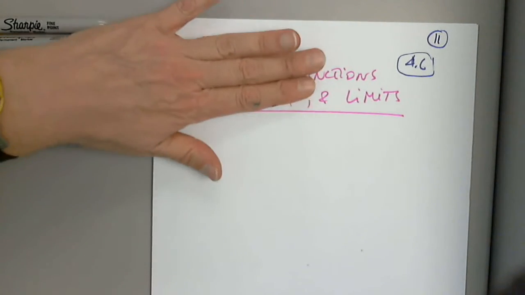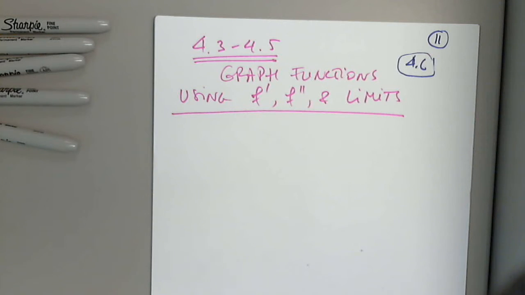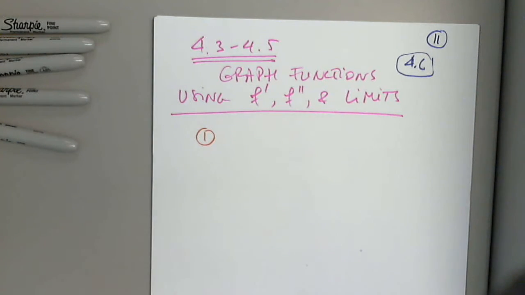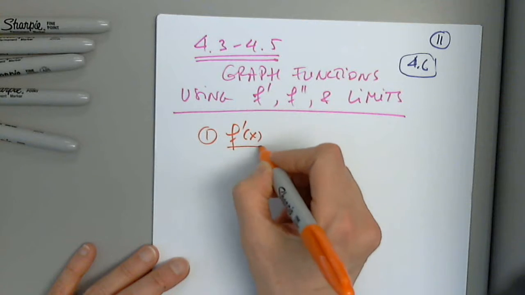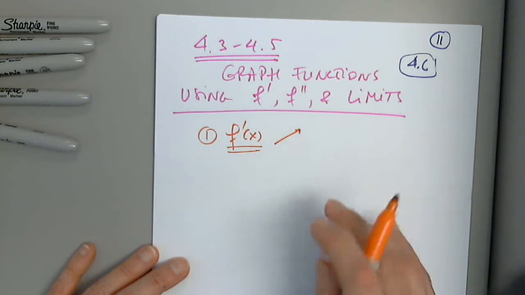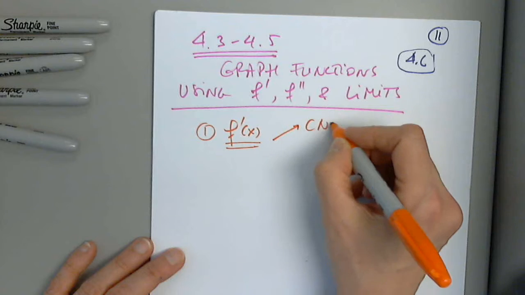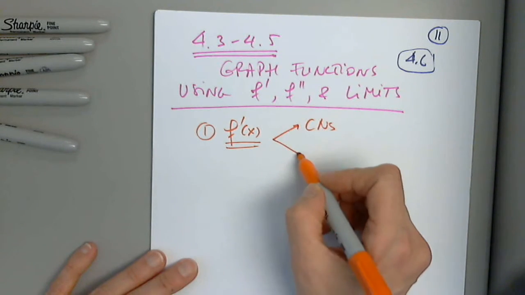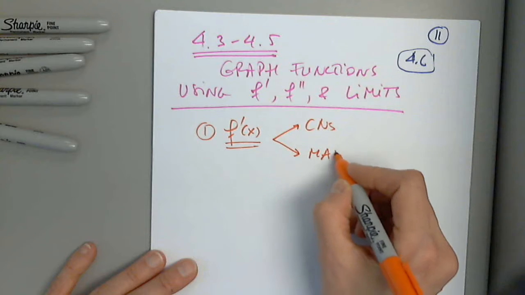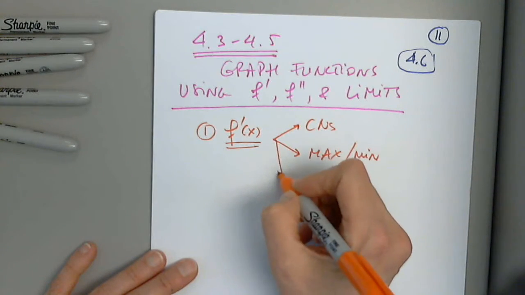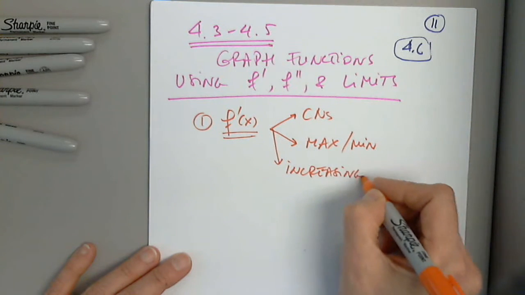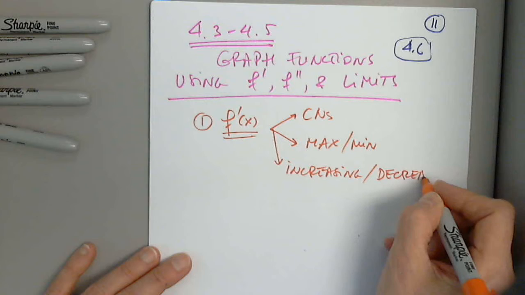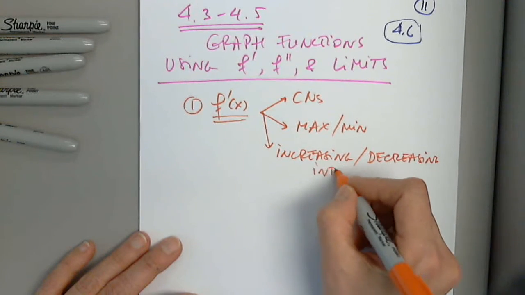So what is this all about? Number one, I like to list an important item here. What do we know from the first derivative about a function? What does it give us? It gives us critical numbers. It gives us potentially max min. What else does it give us? Increasing, decreasing intervals.